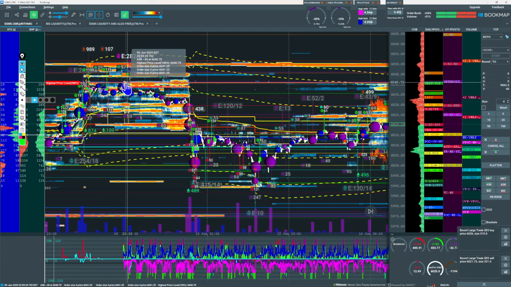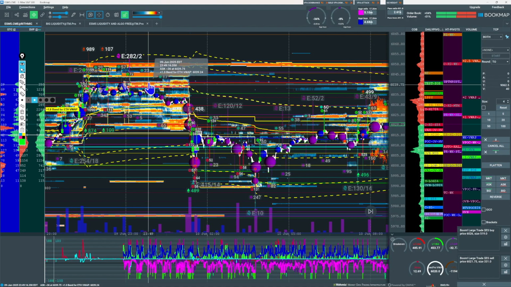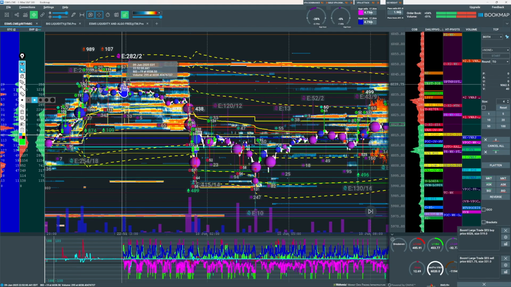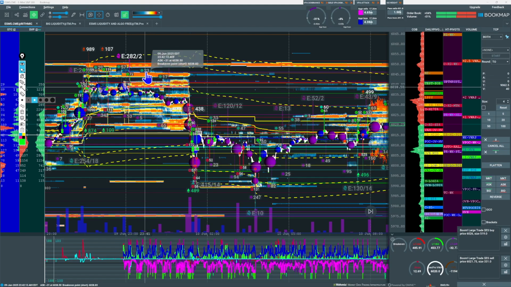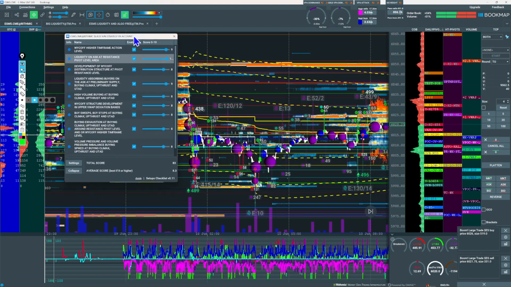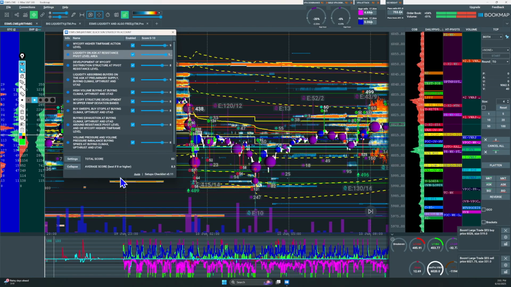Buying climax, test, sell entry, liquidity, volume on the buying climax, volume on the test, buying exhaustion, liquidity stacked on the offer, breakdown, got the target at liquidity, right? So let's pull this across real quick because I have this checklist here as well.